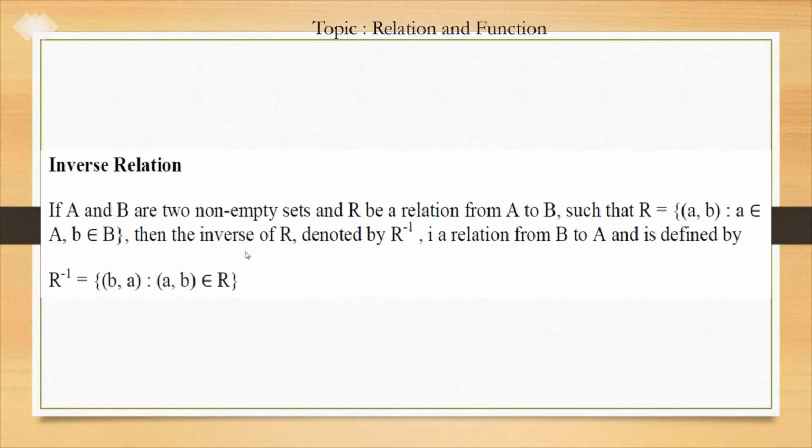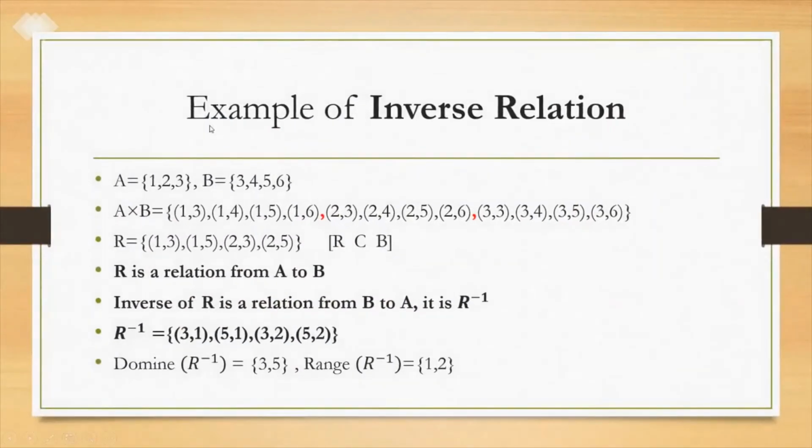So we can consider an example. Suppose A and B are our previous sets. A is equal to {1, 2, 3}, B is equal to {3, 4, 5, 6}. We have A cross B with the 12 elements. So we choose our previous R also here: (1,3), (1,5), (2,3), (2,5). So R is a relation from A to B. Then the inverse of R is a relation from where to where? B to A. It is denoted by R power minus 1, we read it as R inverse. So what is R inverse? R inverse consists of inverted pairs of R.